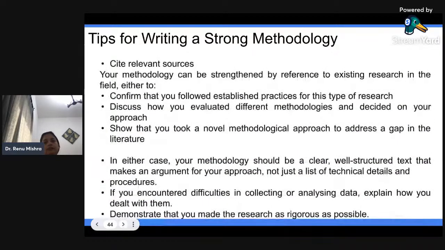And now, let's quickly look at the tips when you're writing a strong methodology. Sources, sources, sources. Citation, citation, citation is a must. Okay, it's a must. You need to make sure that you can't randomly go for a particular methodology. You need to assess why this, why not others. Okay, it should be a clearly well structured research methodology.